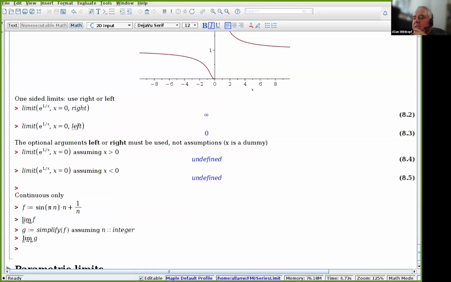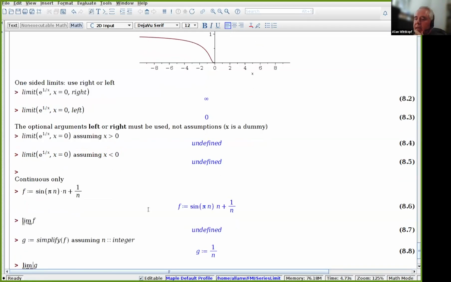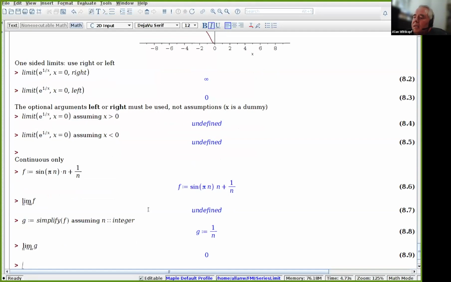Now, limit is only really for continuous functions. So we have this discrete function here that say we've obtained somehow, and it's defined only for integer values of n. We can't directly compute the limit of that. But if we're lucky and simplification under integer assumptions gives us a continuous function, we can compute the limit of that.